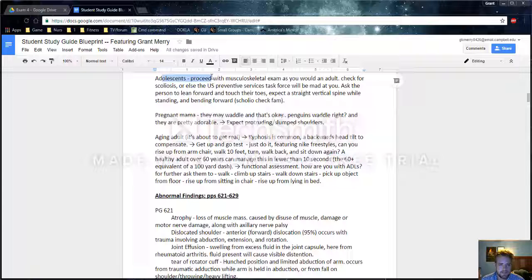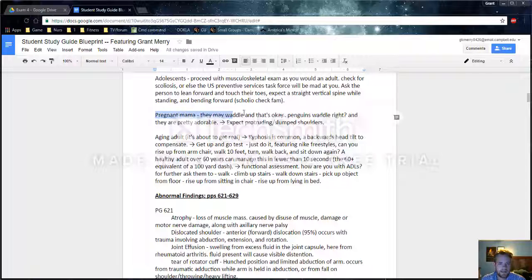So moving on to adolescence, you can proceed with the normal musculoskeletal exam as you would with an adult. Check for scoliosis, or else the U.S. Preventive Services Task Force will be mad at you. They'll scold you. And they'll be like, why didn't you do that? Like, you're a bad nurse. Like, why did you go into nursing? Well, I assume. So then you're going to ask the person to lean forward and touch their toes. If they can't touch their toes, that's okay. Just make sure their spine is straight while they bend forward. It's a scolio check, fam.